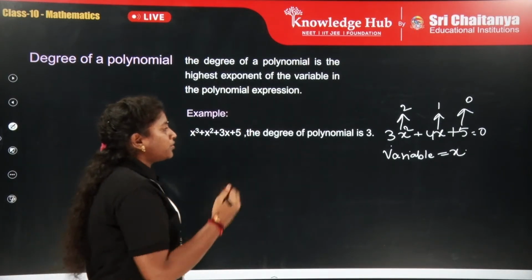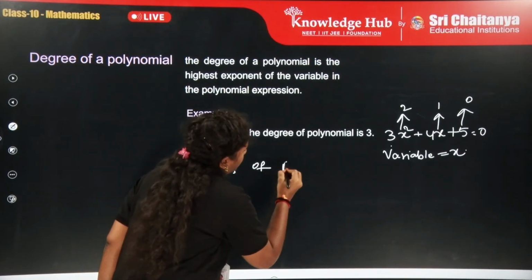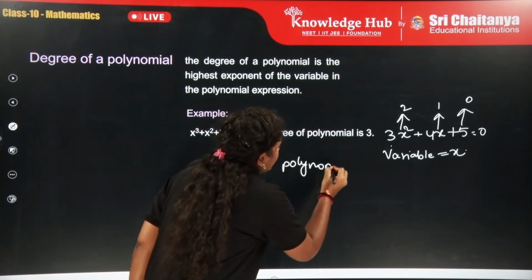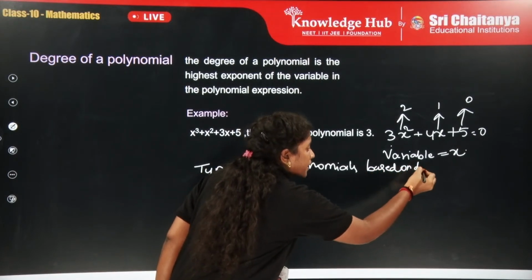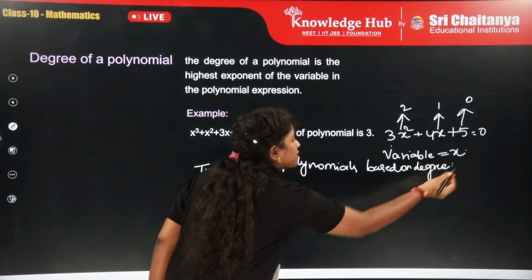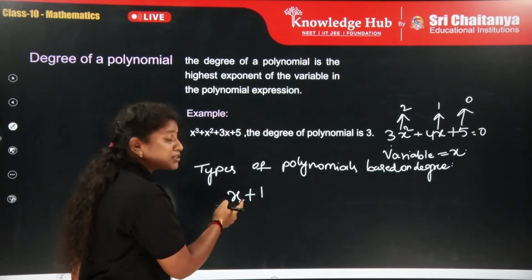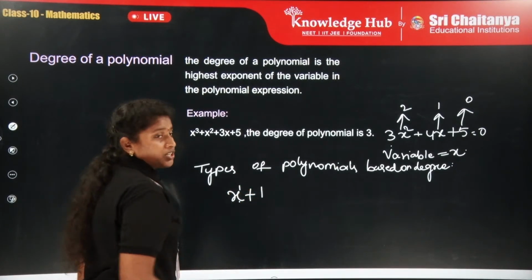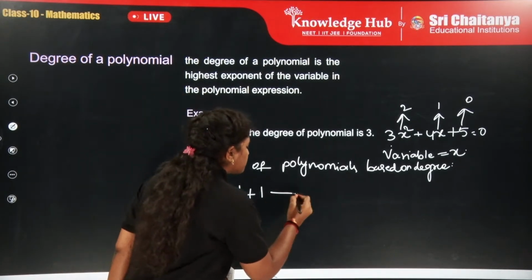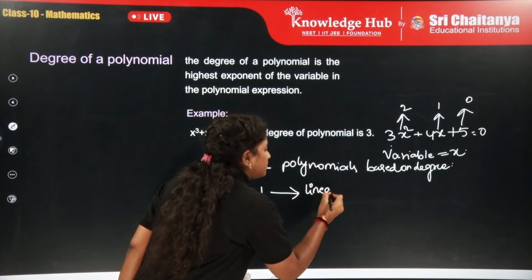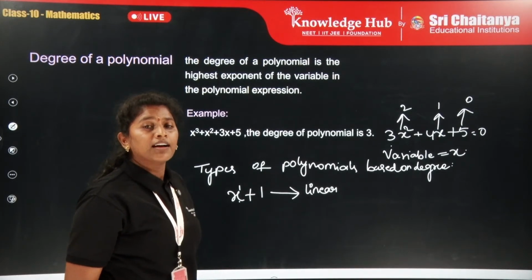Now moving to the next, we are having the types of polynomials based on the degree. Just consider that you are having an expression like x plus 1. If you observe here, we are having the highest power of the variable x as 1. So if you are having a highest power of a variable as 1, then it becomes your linear polynomial. Coming to the linear polynomial, you are having the degree of your polynomial as 1.